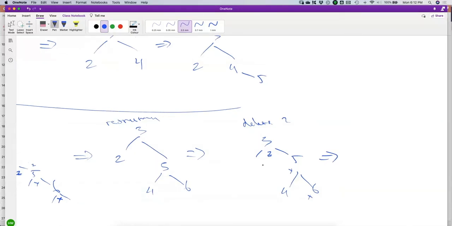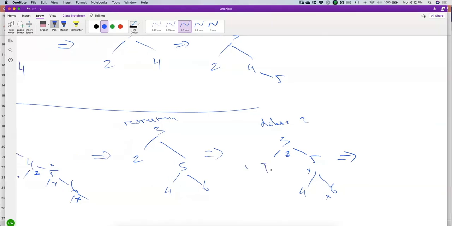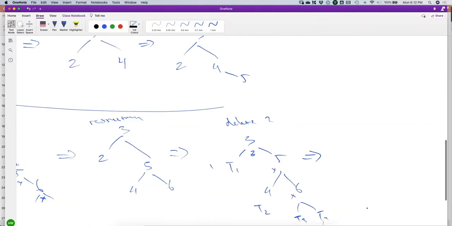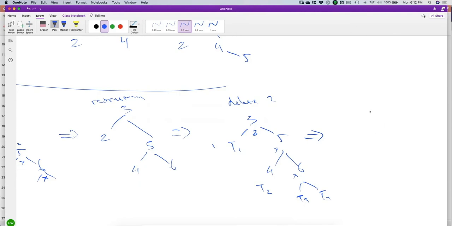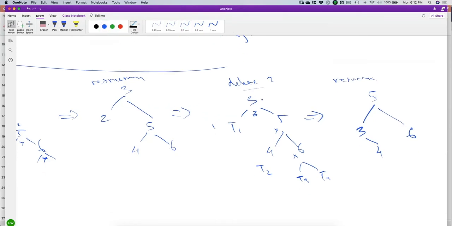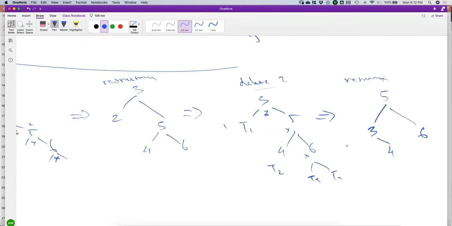So by the way, this is going to be the so-called T1, right? This is going to be so-called T2. This is going to be T3 and T4, which are all the subtrees. So which means that the new shape is going to have 5 as a root. And then we're going to have 3 on this side, right? 4, and then 6. So that is now going to be the result of the restructuring after deleting 2, right? So now we end up with this particular tree that is still balanced.